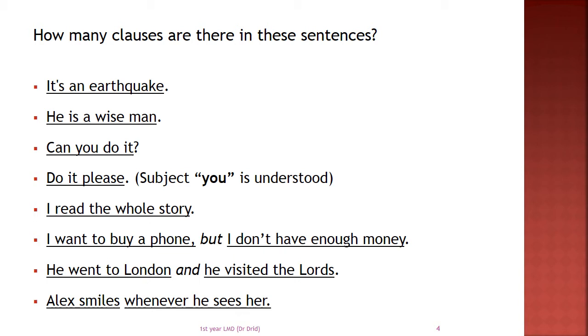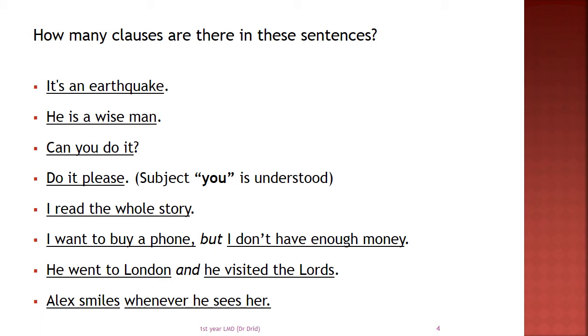I read the whole story. I read. Here, one combination, one clause. I want to buy a phone, but I don't have enough money. I want. One combination, one clause. Another combination, I don't have. The second combination, so there are two clauses in this sentence. This is not a simple sentence. He went to London and he visited the Lords. He went, one clause. He visited, another clause.